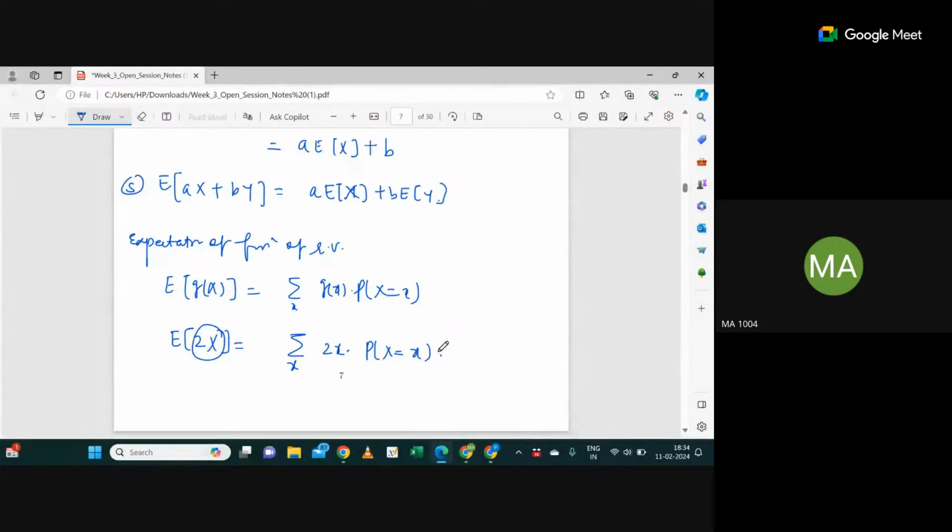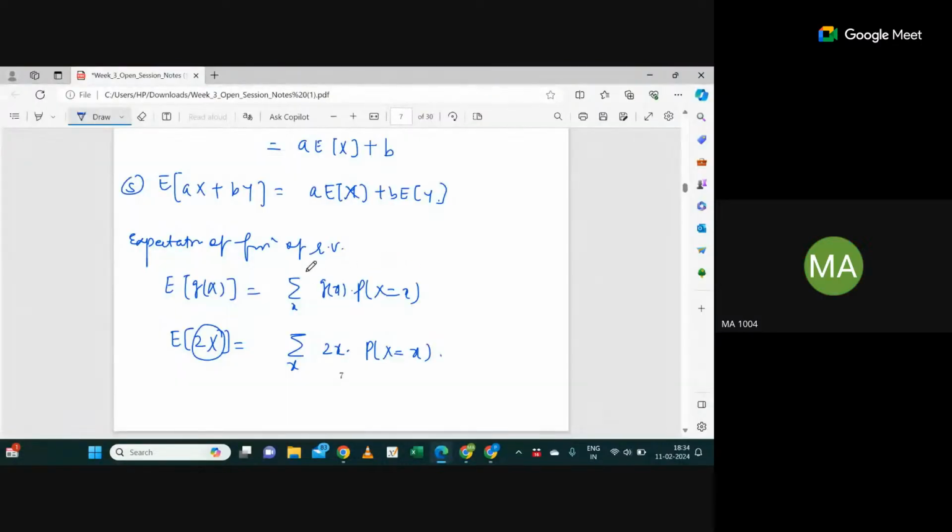Yes, no, any doubt? Yes. Okay, no doubt, sir. Fine. So I think next one is the variance. Sorry, I didn't get this E of g(x). I'm somehow not able to understand that.